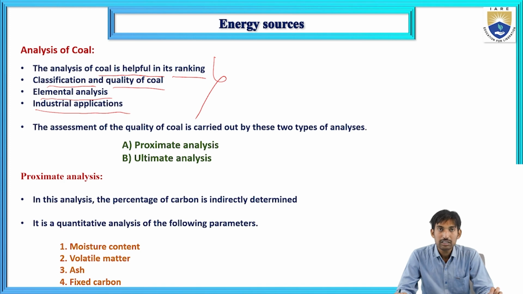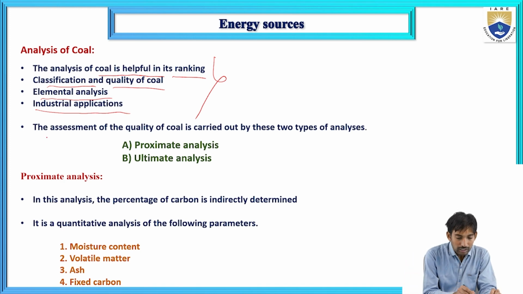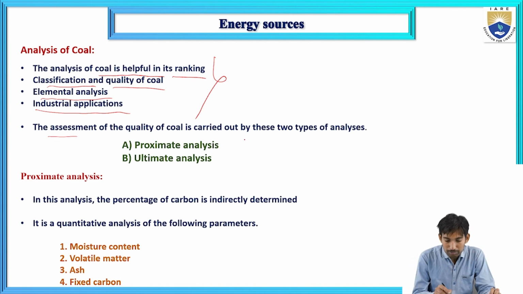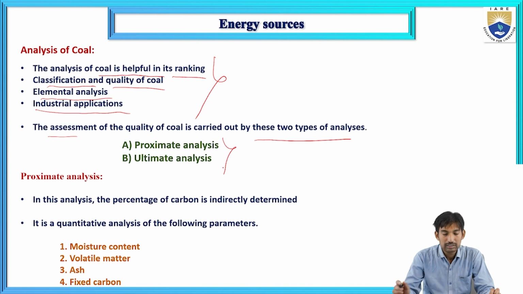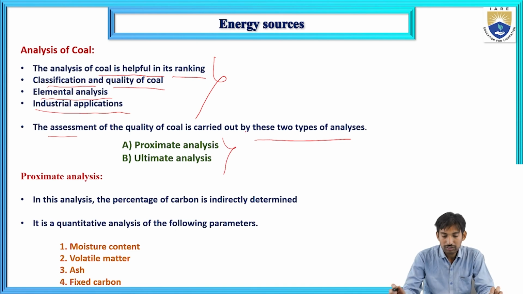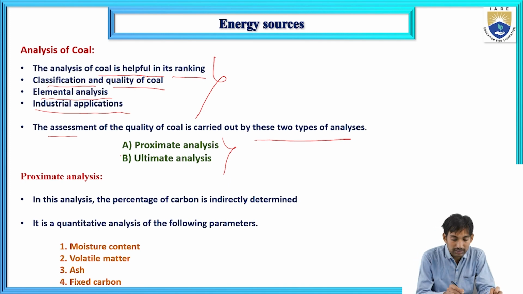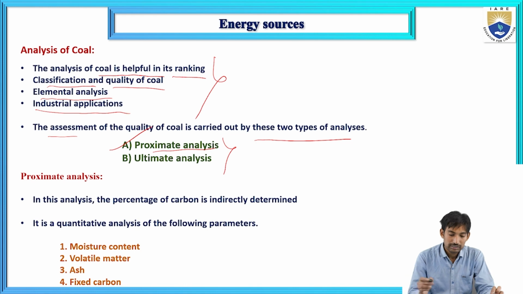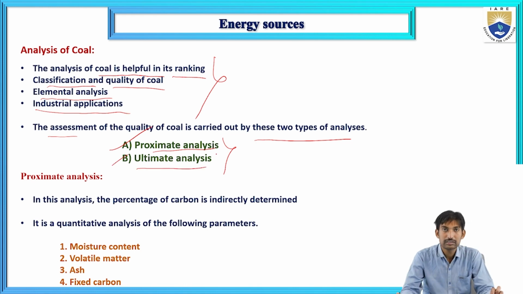Analysis of coal is also helpful for industrial applications. The assessment of the quality of coal is carried out by two types of analysis. The first one is proximate analysis. The second one is ultimate analysis.